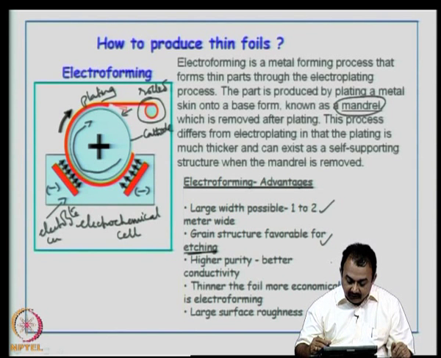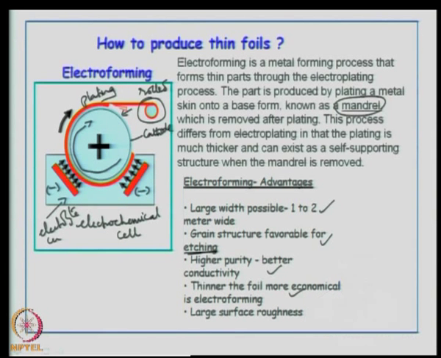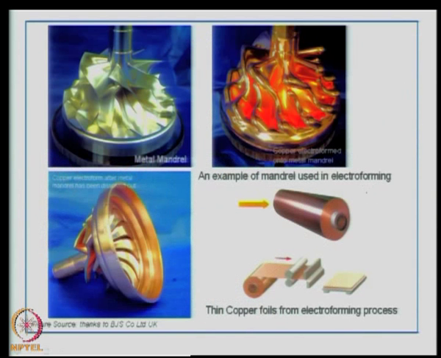High purity, better conductivity, the thinner the foil, the more economical is electroforming, and it has a large surface roughness. So, all of these are some of the advantages listed, especially in the context of PCB.